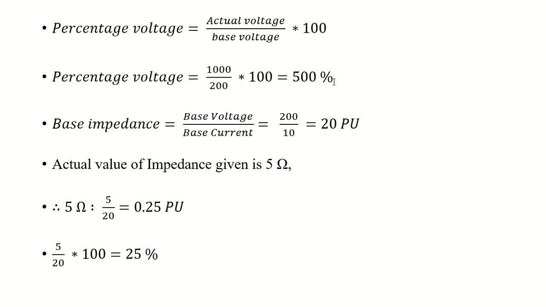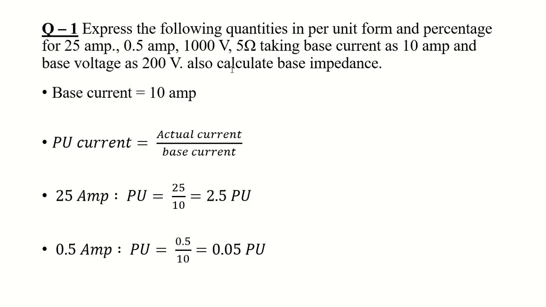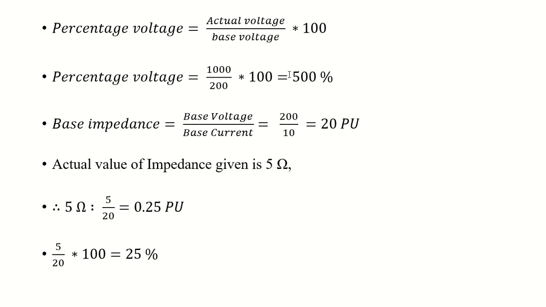Okay, now if you go back to the question, they also asked us to find the base impedance. Please pay attention, I'm putting emphasis on the word base. We are not looking for the per unit impedance, we are looking for base impedance. So what is the formula of base impedance? The formula for base impedance is nothing but the ratio of base voltage by base current. Simple. What is the formula of impedance, you say? The formula of impedance is ratio of voltage and current, simply voltage divided by current.